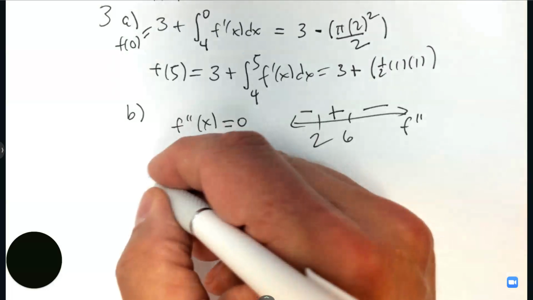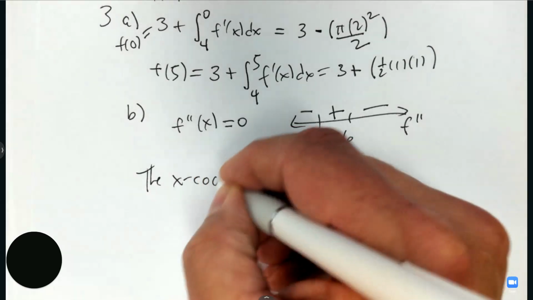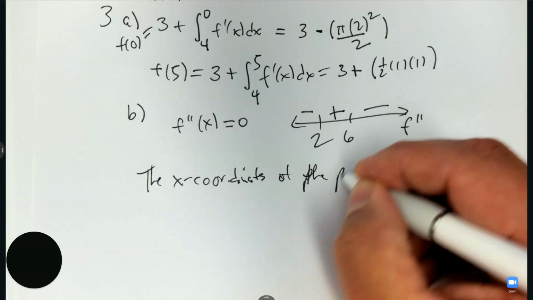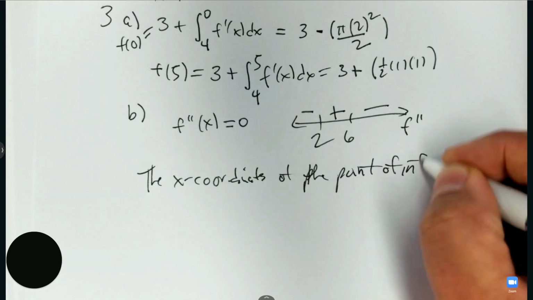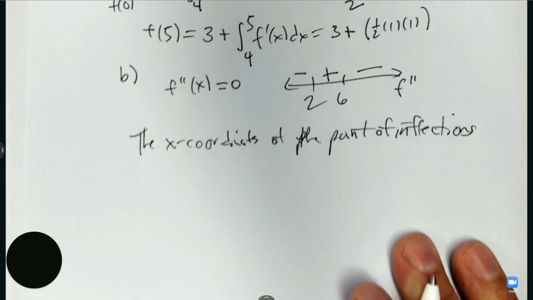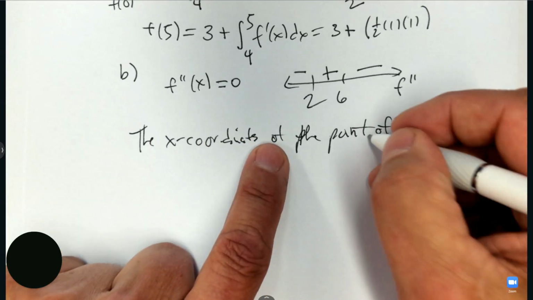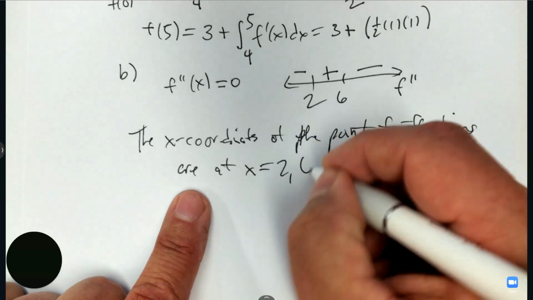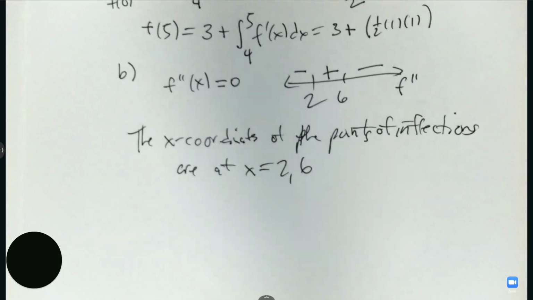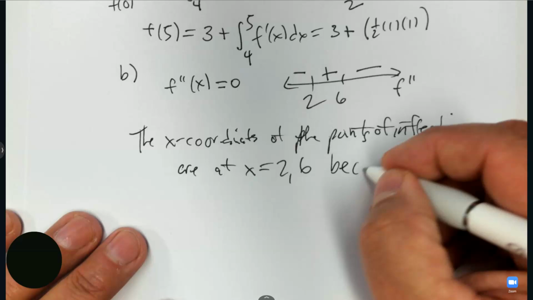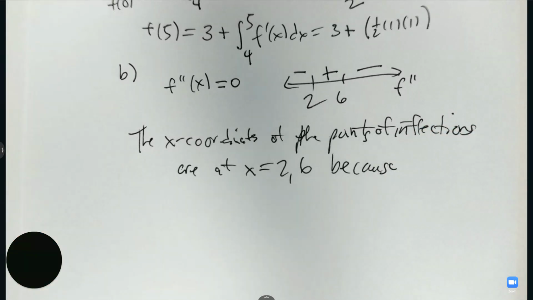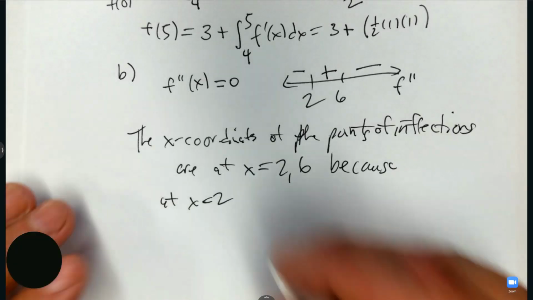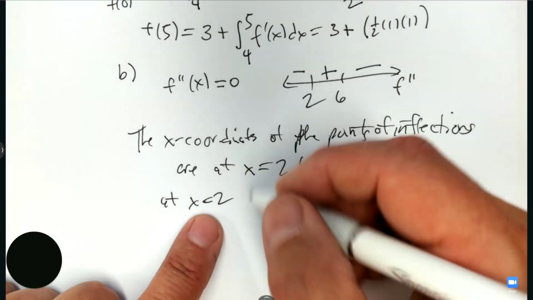So what are we going to write down? The x-coordinates of the points of inflection. I know I'm writing fast. We got to write fast and neat to a point. So the x-coordinates of the points of inflection are at x equals 2 and 6. Now, why are they at 2 and 6? Because it asks for justify your reason. So write down the word because and then say why you picked that. Because at, and it can be a run-on sentence. So what did we look at?